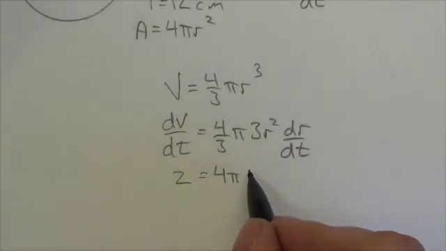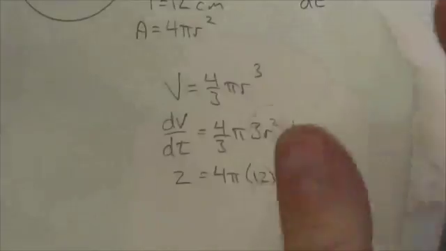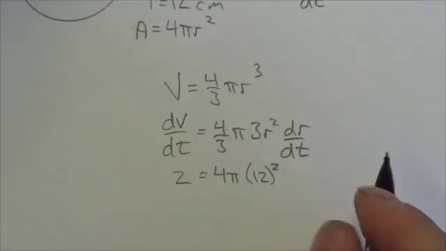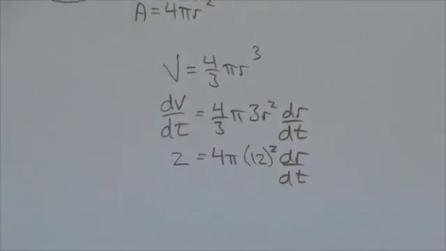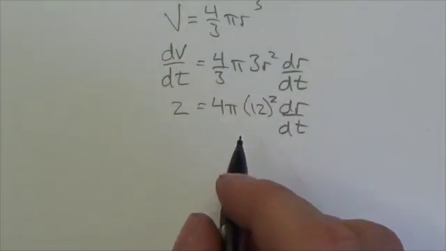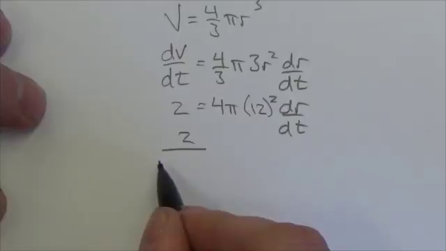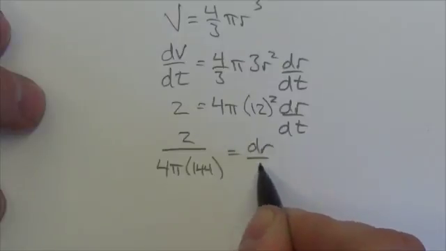And the specific moment that I'm looking at here is when the radius is 12. Now that's going to be true for this whole scenario. So right now I'm going to just plug in that 12 squared, and I'm looking for dr by dt. So I'm going to divide this through, so this will be 2 over 4 pi, 12 squared is 144. That'll be dr by dt.